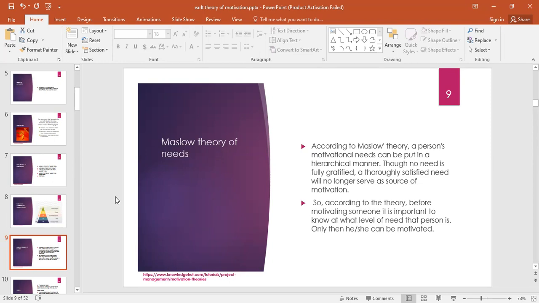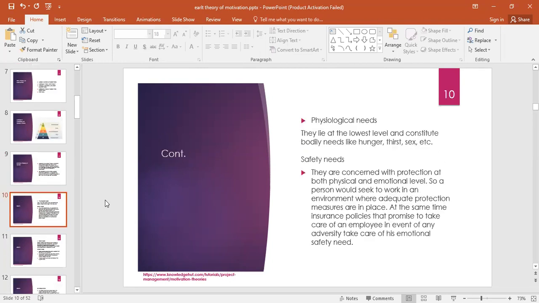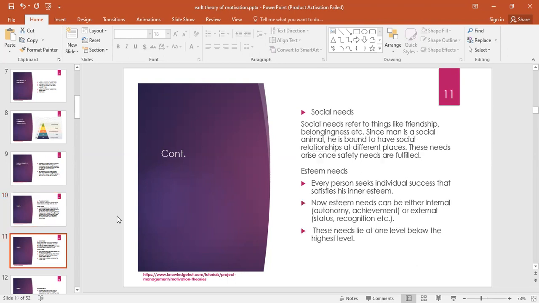Starting with physiological needs, they lie at the lowest level and constitute bodily needs like hunger, thirst, and sex. Then come the safety needs. They are concerned with the protection of both physical and emotional levels. So a person would seek to work in an environment where adequate protection measures are in place. At the same time, insurance policies that promise to take care of an employee in the event of any adversity take care of his emotional safety need.